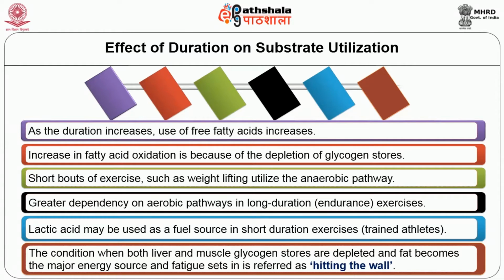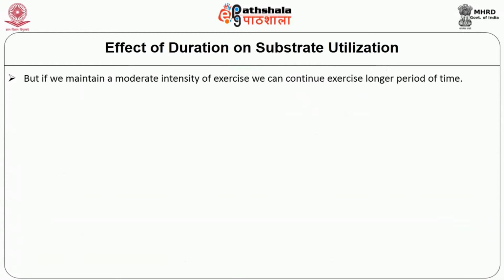Now, the point which we want to emphasize through this duration and substrate utilization is that as we increase the intensity of exercise, the duration of exercise tends to become lower. So, that means we are shifting the balance towards more of anaerobic pathway. But if we maintain a moderate intensity of exercise, we can continue that exercise for a relatively longer period of time, which means we are tilting the balance more towards aerobic pathway, and thereby we are facilitating the utilization of fat. So, whenever we are working on a program where we want to lose fat, we should not be looking at extremely high intensity exercise, rather we should be looking at moderate exercise for a longer duration.